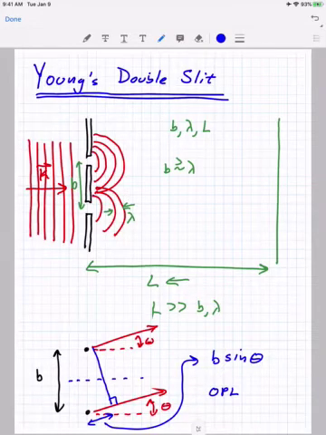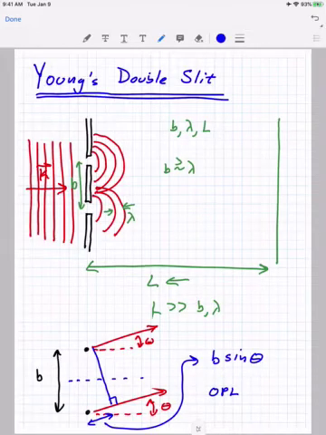And so we know that if the optical path length difference is a full wavelength, then the two rays, or the waves that are associated with the two rays, will be in phase. Whereas if the optical path length is a half wavelength difference, then they're going to be anti-phase, which means that there's going to be destructive interference. And when they're in phase, there's constructive interference.